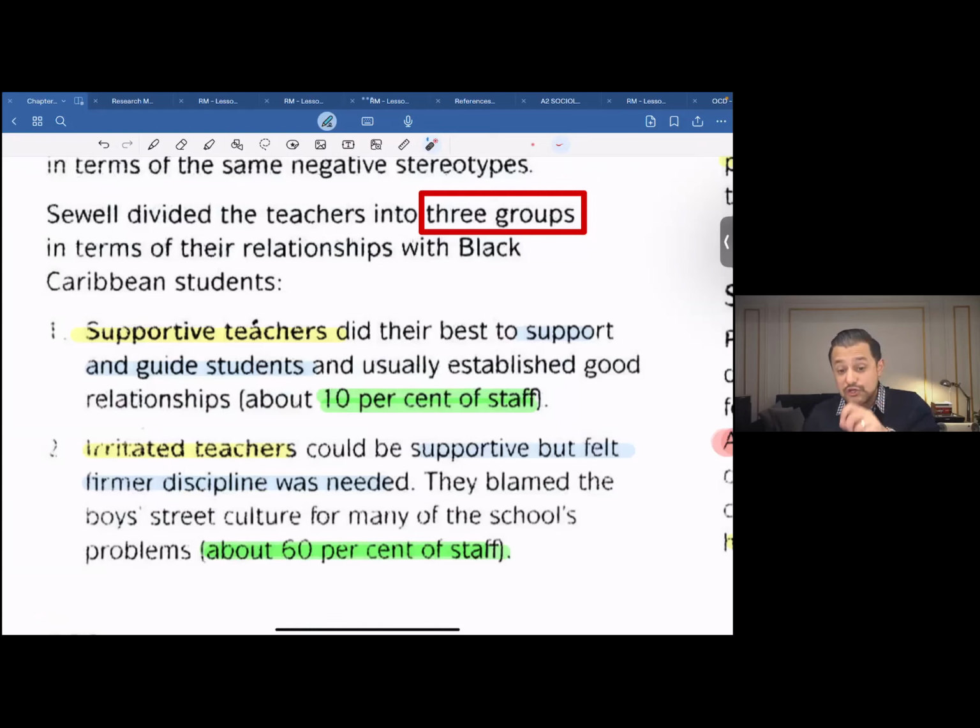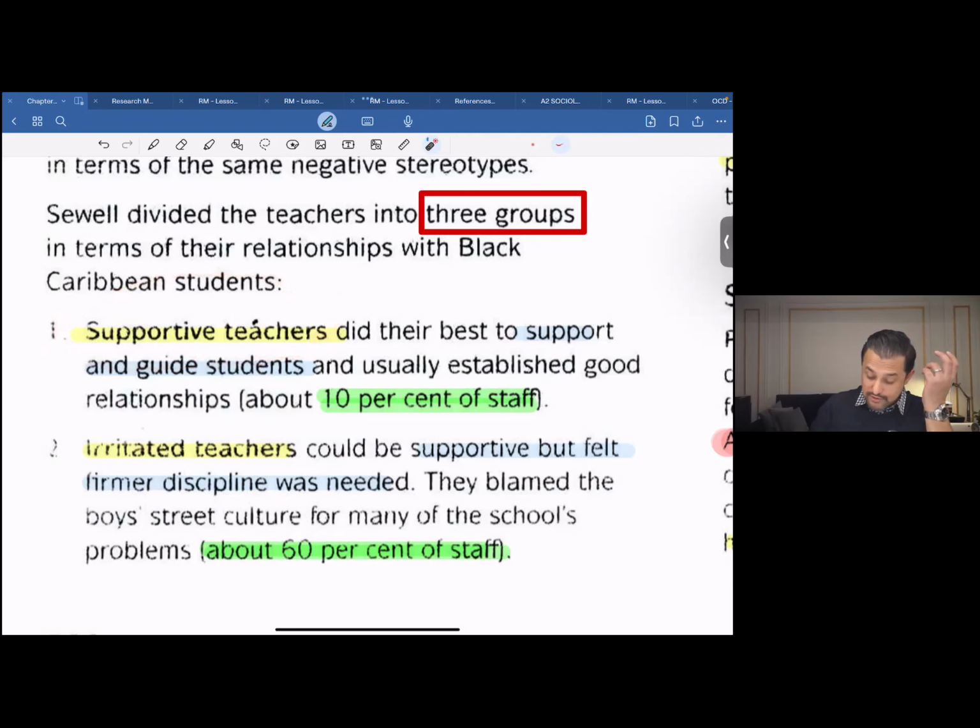He categorized teachers into three particular groups based on the relationships those teachers had with Black pupils. Now, what Seville is doing is dividing teachers into three different groups based on what sort of relationship they held with the Black pupils. There were three categories that he came up with. To begin with, number one, supportive teachers. As the name explains, supportive teachers are the teachers who'd support, guide, encourage Black pupils. And of course, for all the obvious reasons, they'd have very good relationships and rapport with the Black pupils.